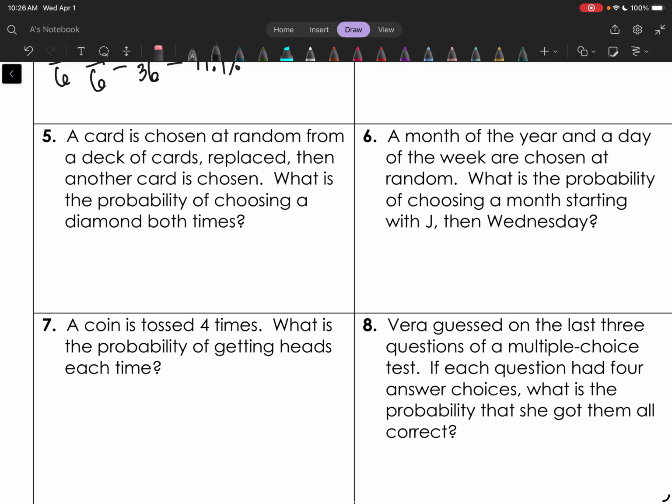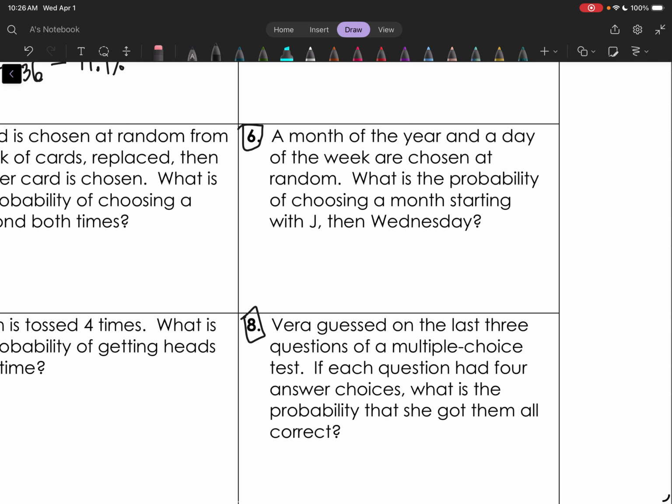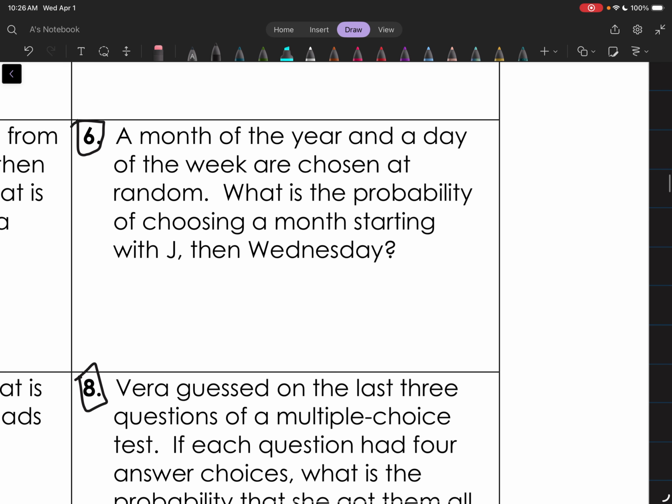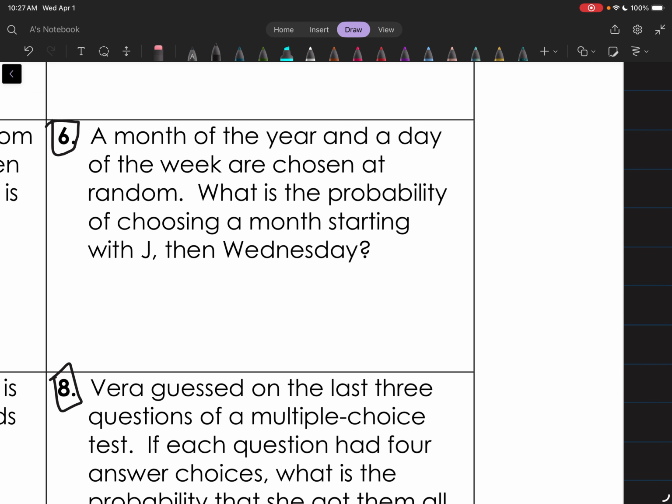I want to do number 6 and 8. A month of the year and a day of the week are chosen at random. What is the probability of choosing a month starting with J? So that's January, June, and July. So 3 out of 12 months begin with J.